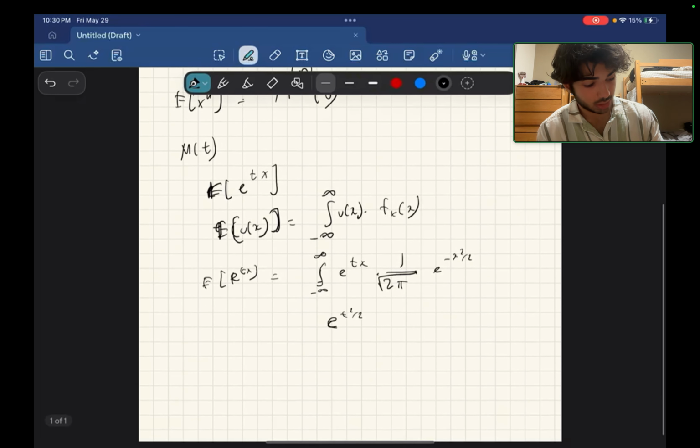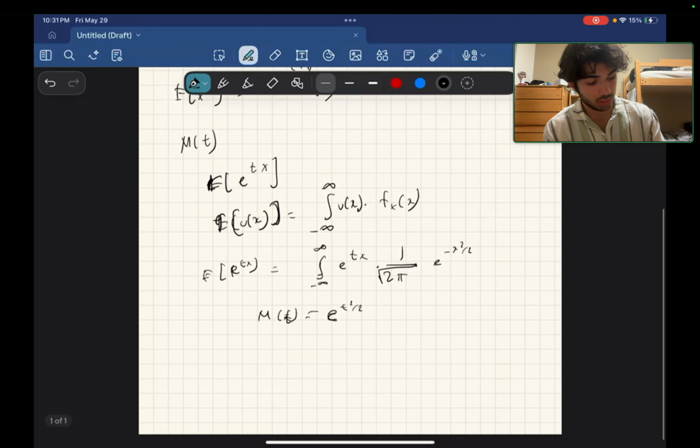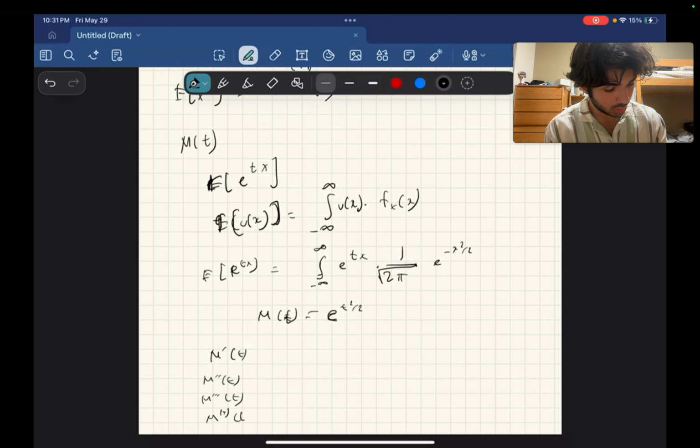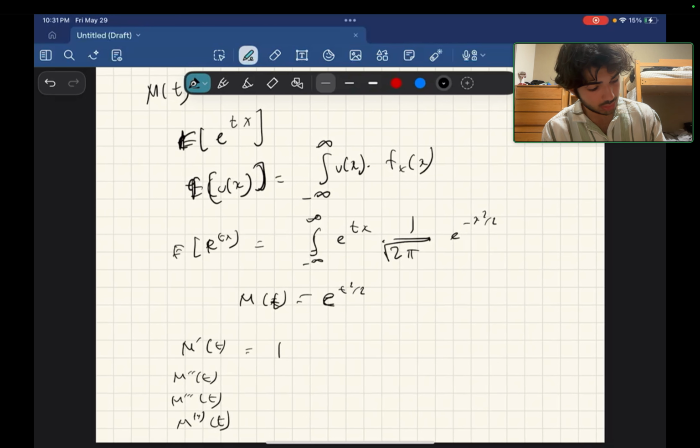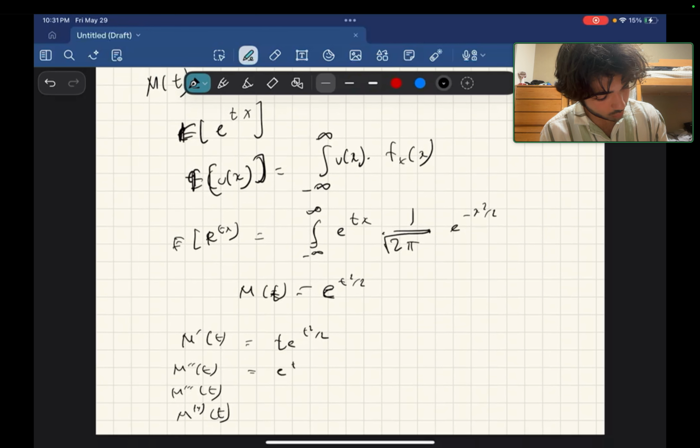So that's our M of t equals that, and we're going to have to differentiate this 4 times. So we want M prime of t, M double prime of t, M triple prime of t, and M quadruple prime of t. The first derivative is going to be t e to the t squared over 2. The second one's going to be e to the t squared over 2, product rule, plus t squared e to the t squared over 2.